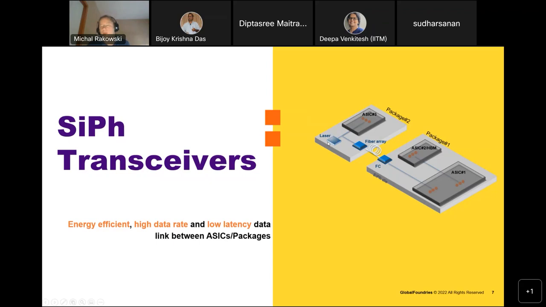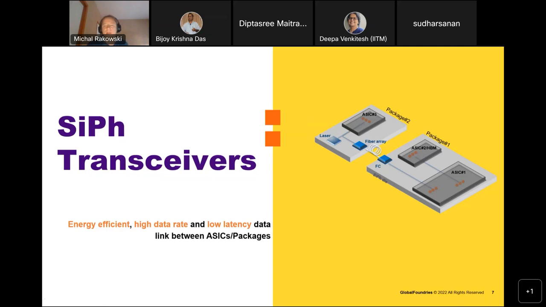That's a typical communication between two packages. But as we move forward in time, or with future needs, communication within the package might also be required. Currently it is realized in the electrical way, but why not use optical communication between two host ICs sitting on the same package? And of course, depending on the distance between two packages or within the package, there are different requirements in terms of energy efficiency, data rate, latency, and so on. Especially the close distance requires really low latency in the communication.